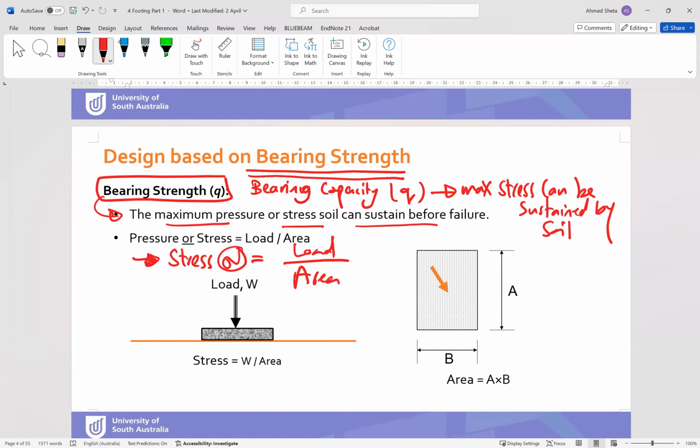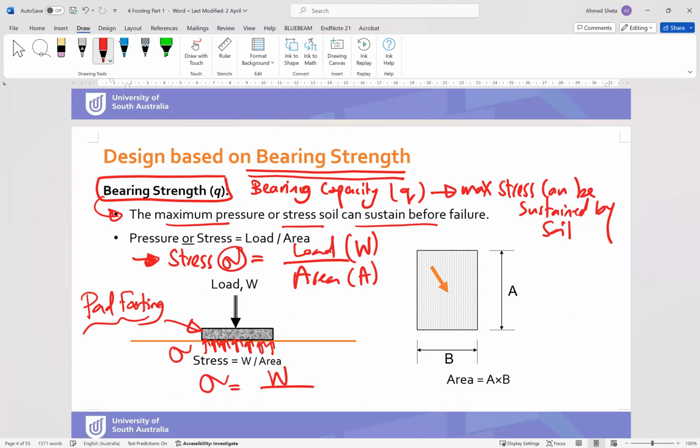And the load, let's say W, and the area is A. So for example, if you have this type of footing or foundation, bed footing or isolated footing, the stress underneath here, sigma, equals W over A, where A is the area of the footing, W is the load on the footing, and sigma is the stress underneath the footing.